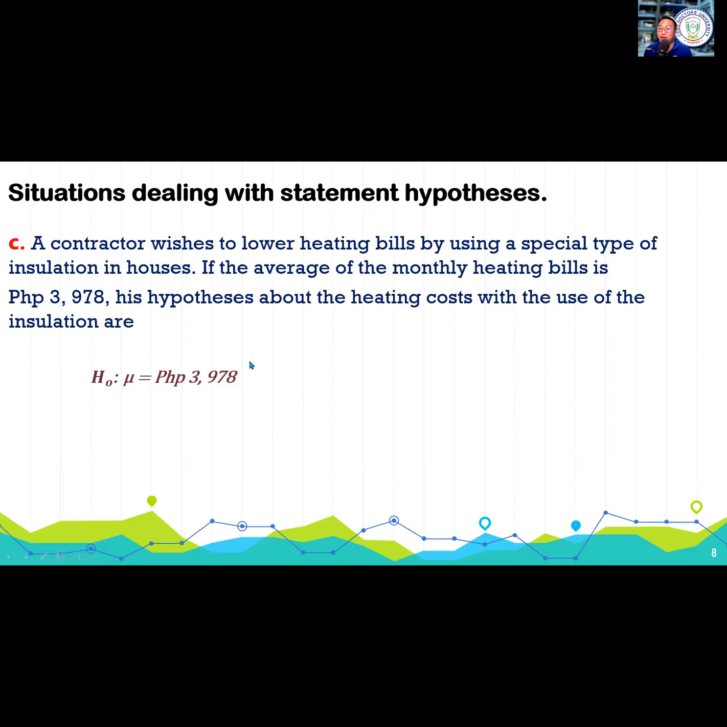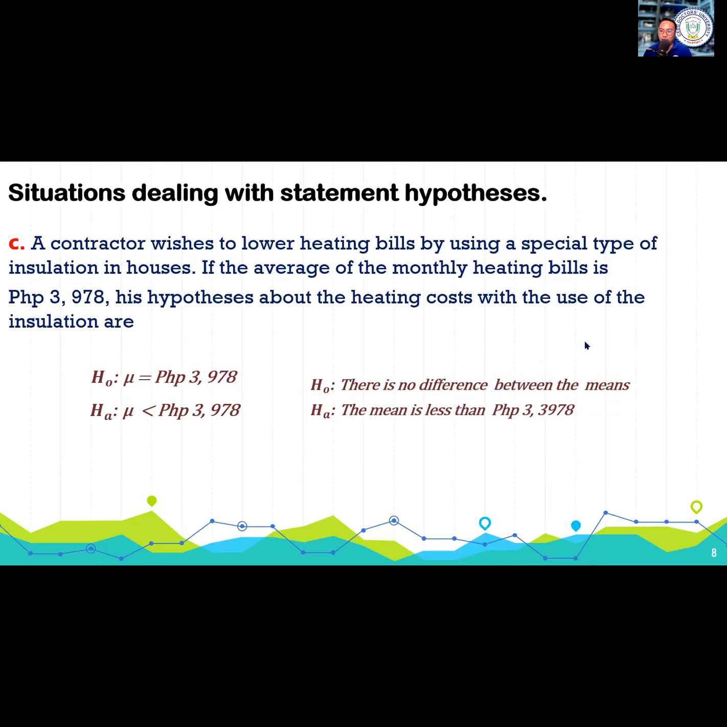And what do you think is the alternative hypothesis? Mean is less than, perfect. So we're perfect on this quiz, guys. Proud, in fairness. Good job, everyone. Kudos. So it's less than 3,978 because it's lowering heating bills. That's the root word or phrase.